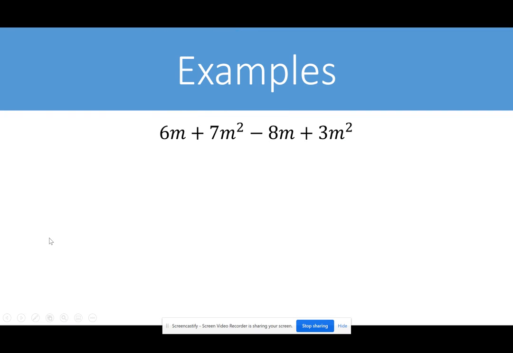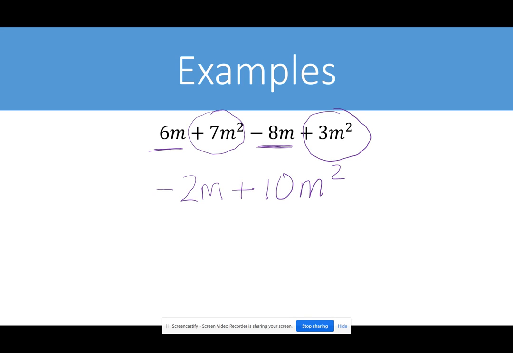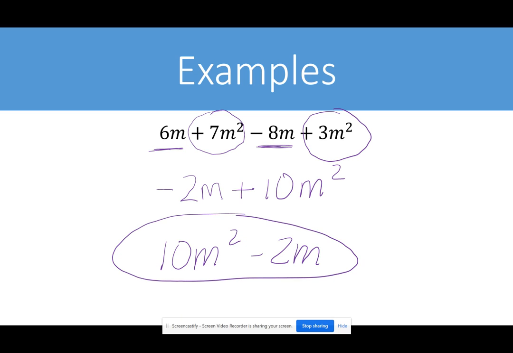This one, we're adding in some exponents now. So we have 6m. 7m squared is not a like term because the m is raised to a different exponent. And then you have minus 8m. So 6m minus 8m is negative 2m. Then we have 7m squared plus 3m squared. They are like terms because they're raised to the same exponent. So plus 10m squared. Now I like to write it in descending order. So 10m squared minus 2m would be your final answer.